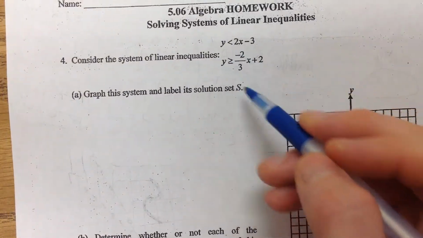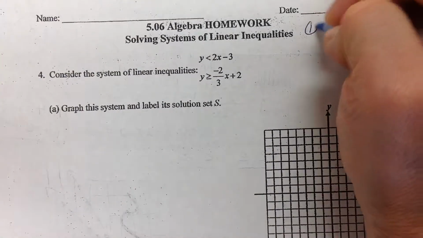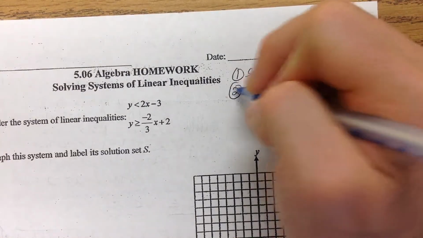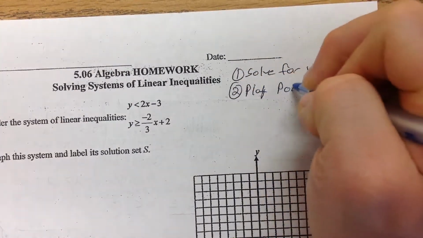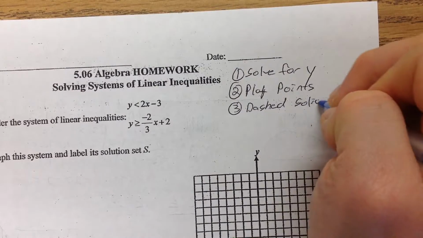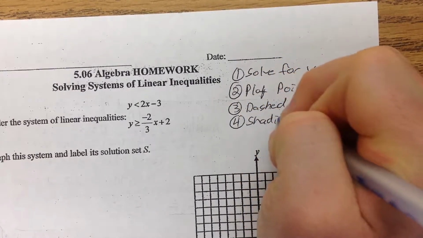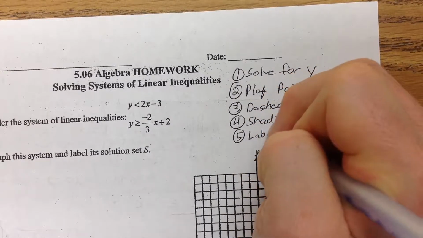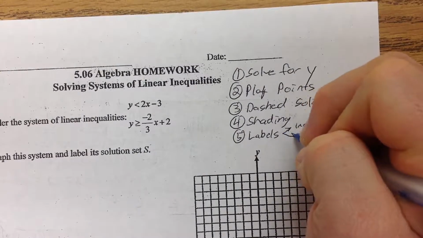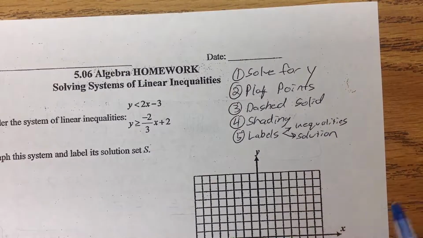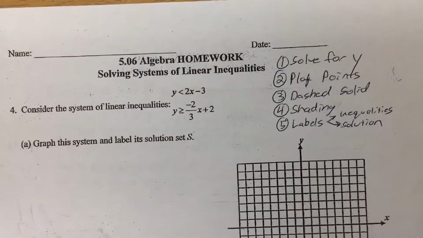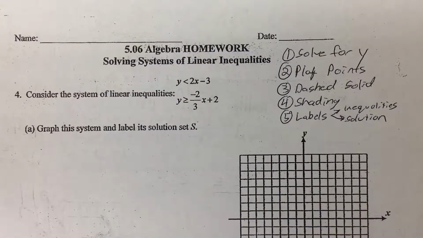So the nice thing about these is they already solve for y. So if we think about our checklist, the solve for y has already happened. We still have to plot our points. We still have to do dashed or solid. We still have to do shading. And we still have to do our labels, both for the inequalities and for the solution. But it is kind of nice that we don't have to worry about step 1 here, because both of these are already solved for y. Okay. So, again, we can skip right to the plotting points.